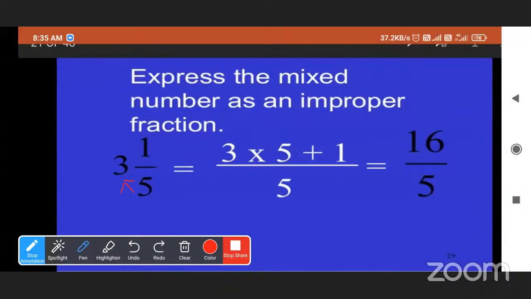So 3 into 5 is: 3 ones are 3, 3 twos are 6, 3 threes are 9, 3 fours are 12 and 3 fives are 15. 15 plus 1 is 16. So here the improper fraction is 16 upon 5.